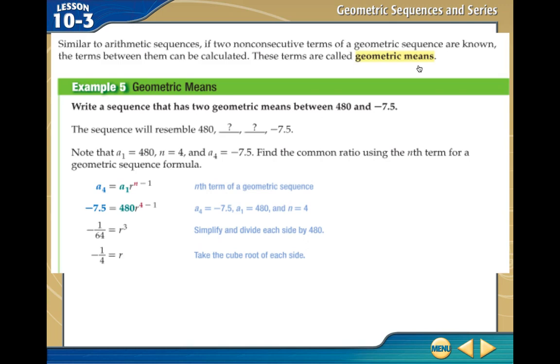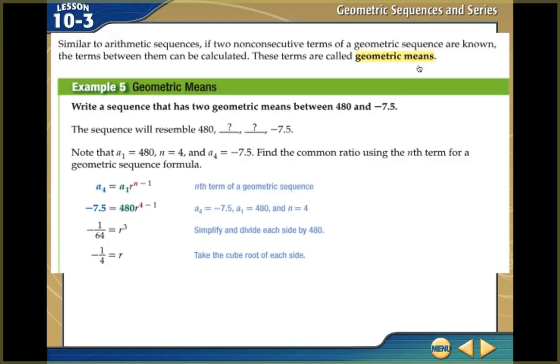So if we have non-consecutive terms, these are going to be our geometric means. As long as you know how far apart they are, I know that this is times r, this is times r, and then I do one more times r. And I can figure out that 480 r to the third has to equal negative 7.5. So I can solve for r, using that I know they're going to have a common ratio.